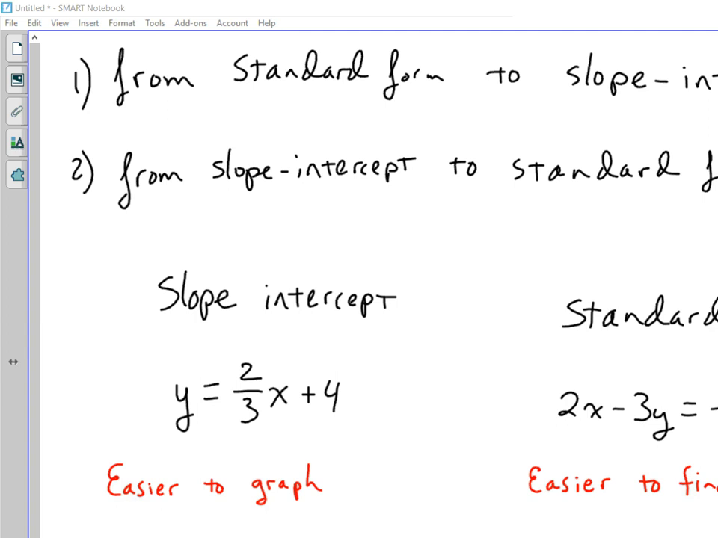Good. The first way is going from right to left, from standard form to slope intercept form. That's going to be our first attack, because it's the same process every single time. If you're going from slope intercept to standard, it could be a one-step process, it could be a two-step process, and worst case scenario, it's a three-step process. But going from standard to slope intercept is pretty straightforward, so we're going to do that first.